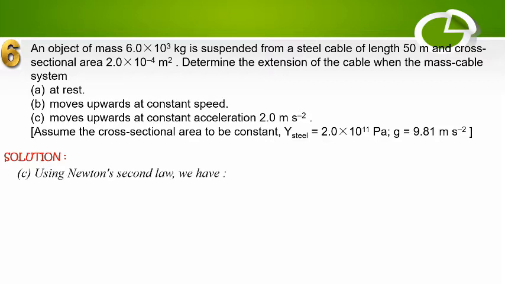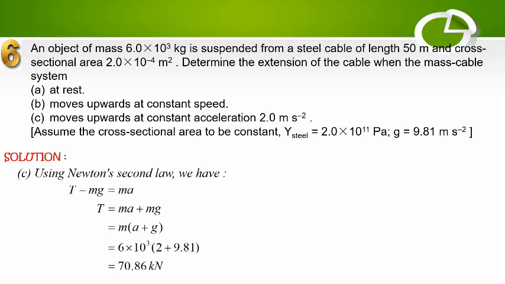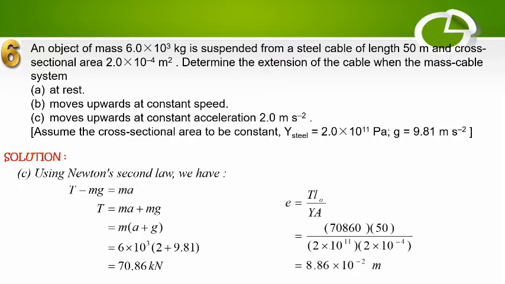For question number 6c, we need to determine the extension of the cable when the mass-cable system moves upward at a constant acceleration, which is 2 meter per second square. So we need to use Newton's law, where T minus mg is equal to ma, and T, which represents the force in the cable, is equal to 70.86 kilonewton. And when we substitute T as the force inside the Young modulus equation, we can calculate the extension, which is equal to 8.86 times 10 power of -2 meter.